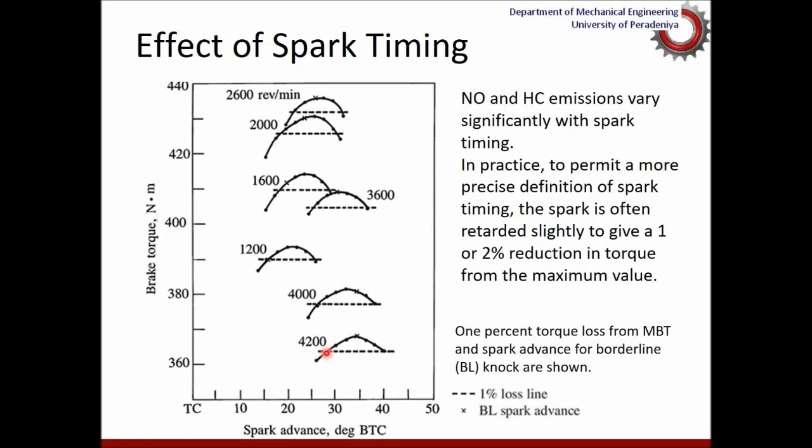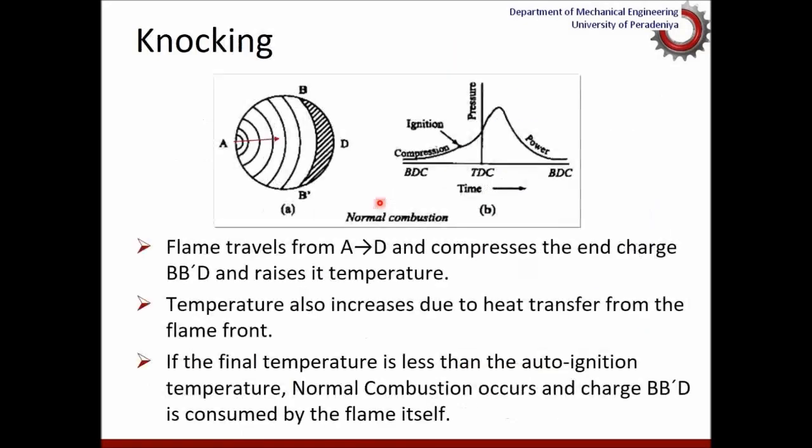And at the same time, the spark timing highly affects certain emissions, unwanted emissions, nitrous oxide and hydrocarbon emissions in particular. Therefore, to avoid those situations, usually the engines are run slightly below the MBT timing. That means usually a 1 to 2% compromise is quite normal. So that is what you could see from this diagram.